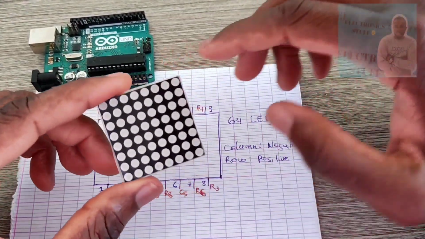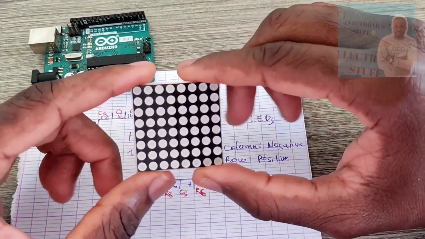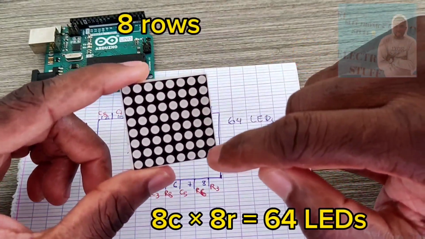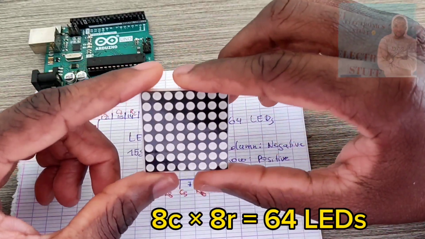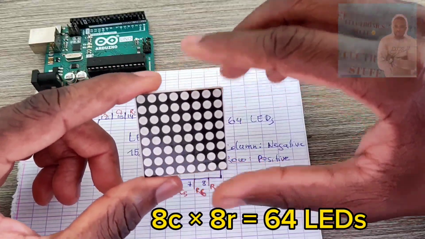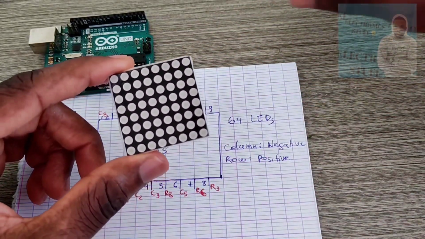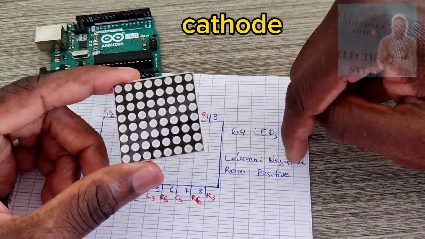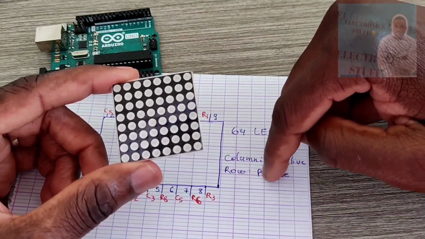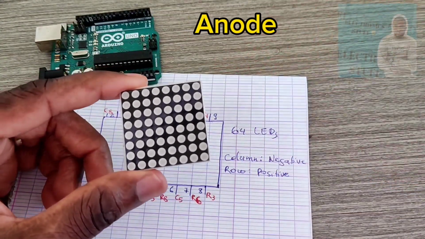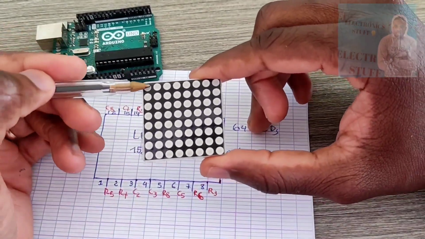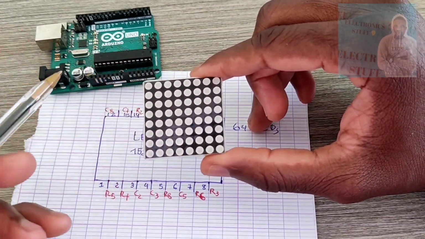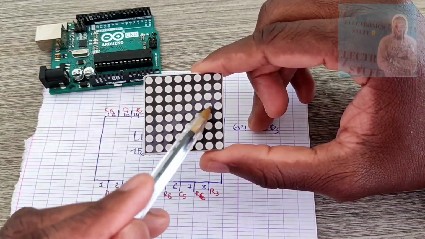With 64 LEDs, because 8 rows by 8 columns gives us 64 LEDs. The column is the cathode, the negative, and the row is positive, the anode. So that's column 1, column 2, column 3, 4, 5, 6, 7, 8, 8 columns. And the rows, that's row 1, 2, 3, 4, 5, 6, 7, 8.